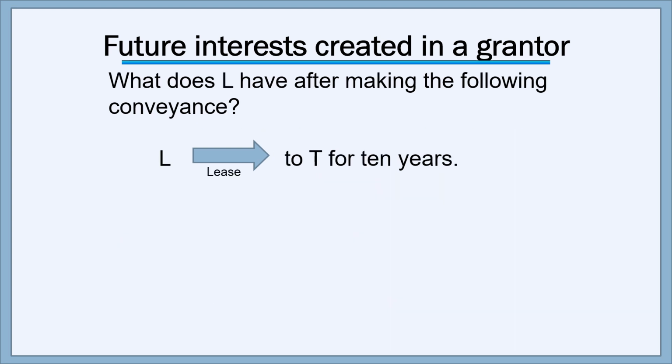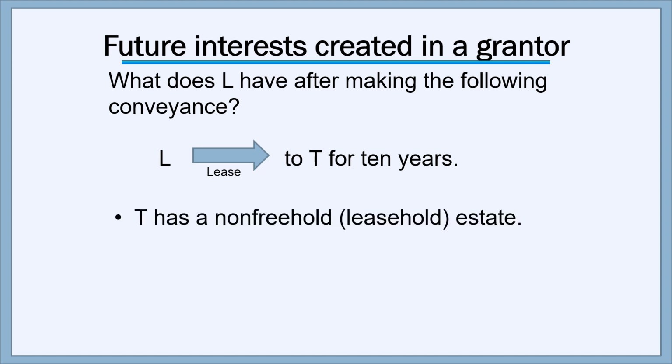Here's one more example. And you'll notice that this time I changed the letters that represent the parties because this is a lease. So I'm going to call the grantor L, which stands for landlord, and I'm going to call the grantee T, which stands for tenant. And the landlord leases the property to the tenant for 10 years. Well, the tenant obviously has a non-freehold or leasehold estate. You'll remember that from our chart of interests in land.